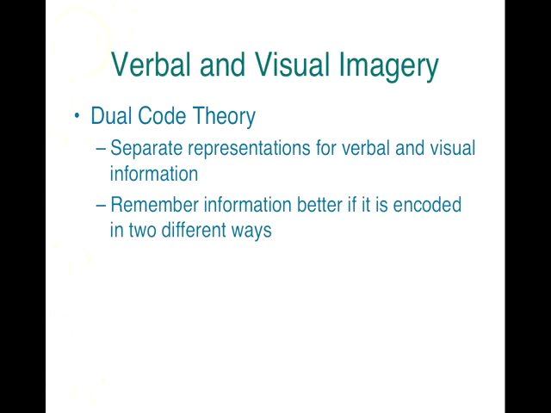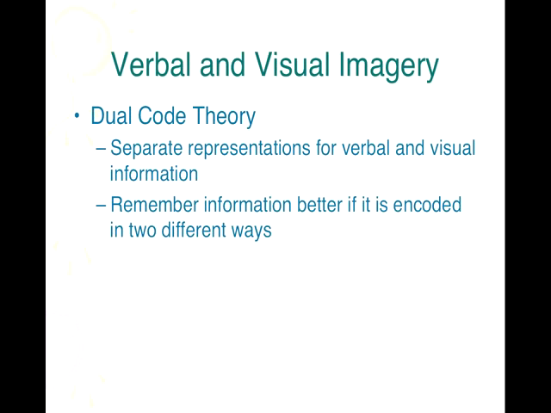The big field in this area is dual code theory. This is Paivio's research, and this will come back when we talk about reading and categories. So it's a big theory. And the idea is that we have representations for both visual and verbal information. Now remember, they're processed in different parts of the brain, so it shouldn't be too surprising that they're sort of separate things.